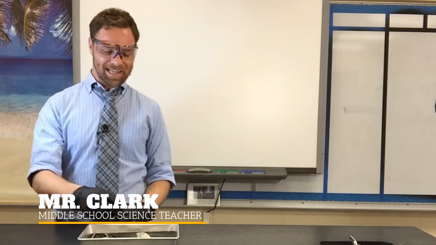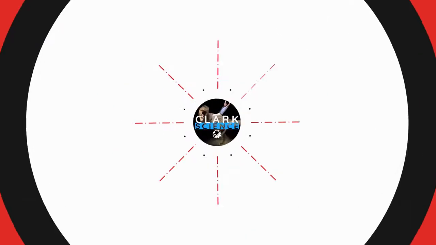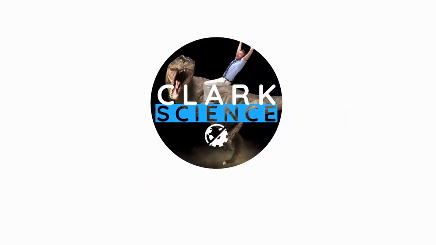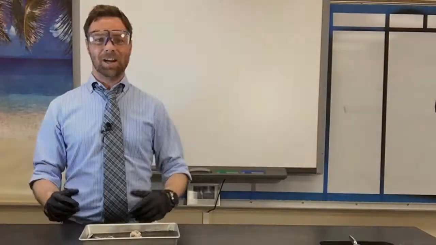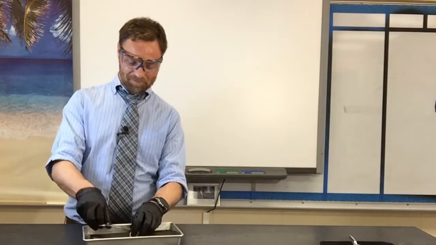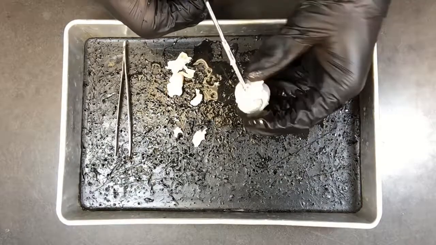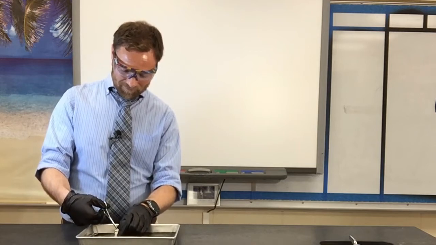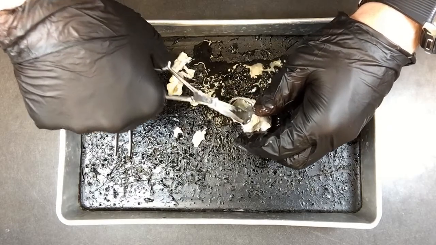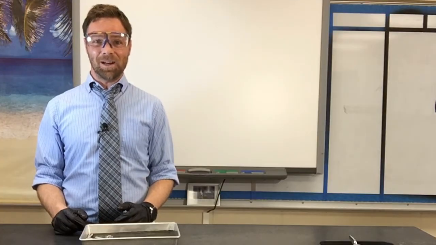Mr. Clark here, and today we're going to be dissecting a sheep's eye. All right, the first thing we need to do is cut this thing in half. All right, now that it's cut in half, let's check some stuff out.